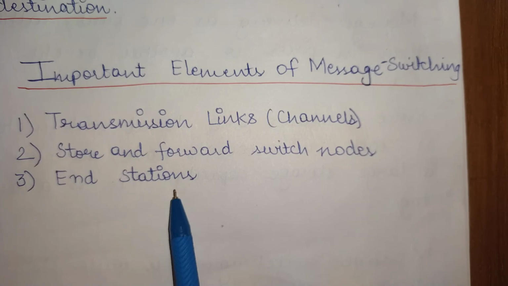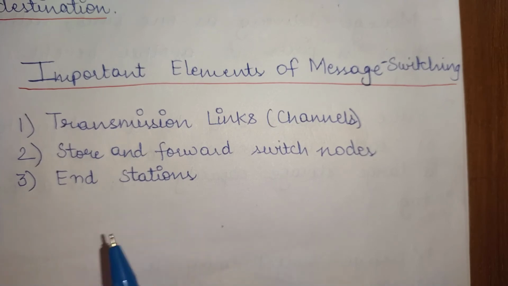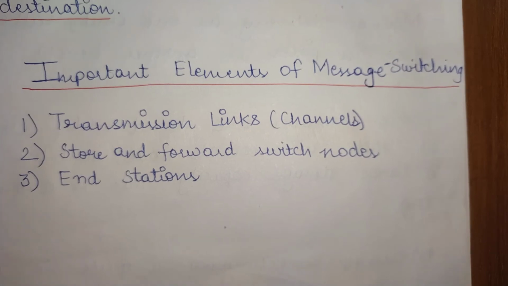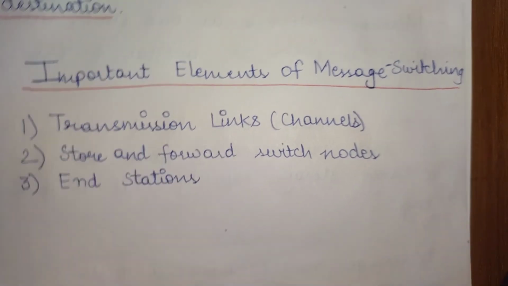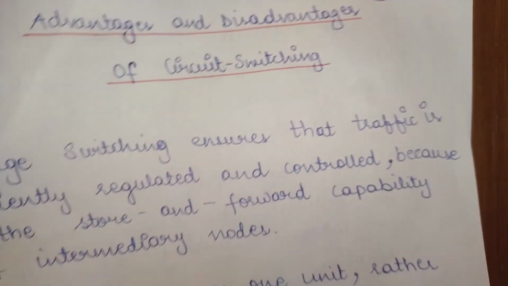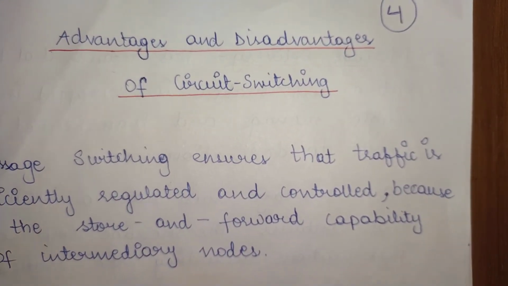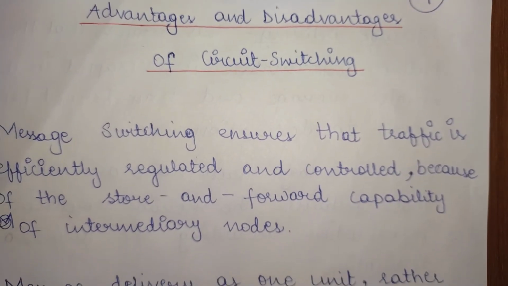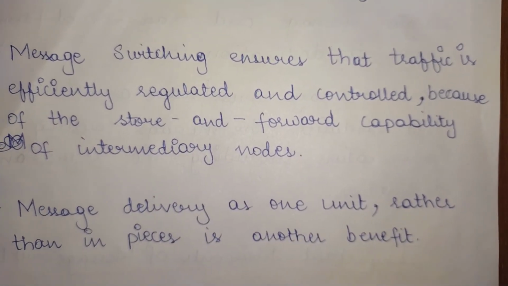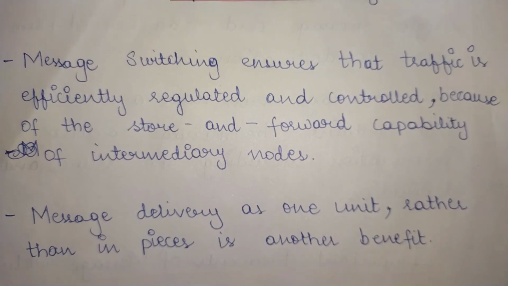And the end stations. End stations are the transmitter and the receiver, right? So these are the three important elements of any message switching network. Okay. So basically, after studying all this, we must be able to conclude what the advantages and disadvantages of message switching are. So what are the advantages first of all?